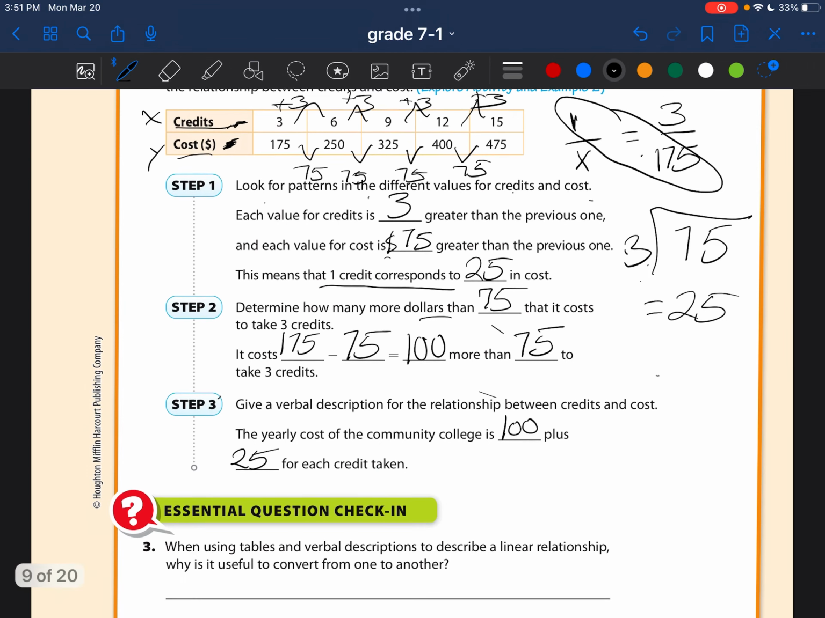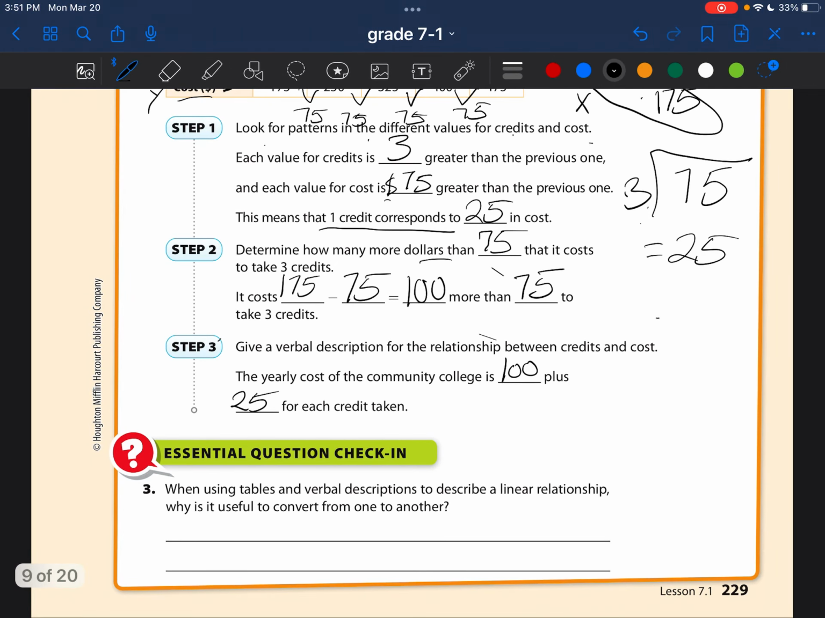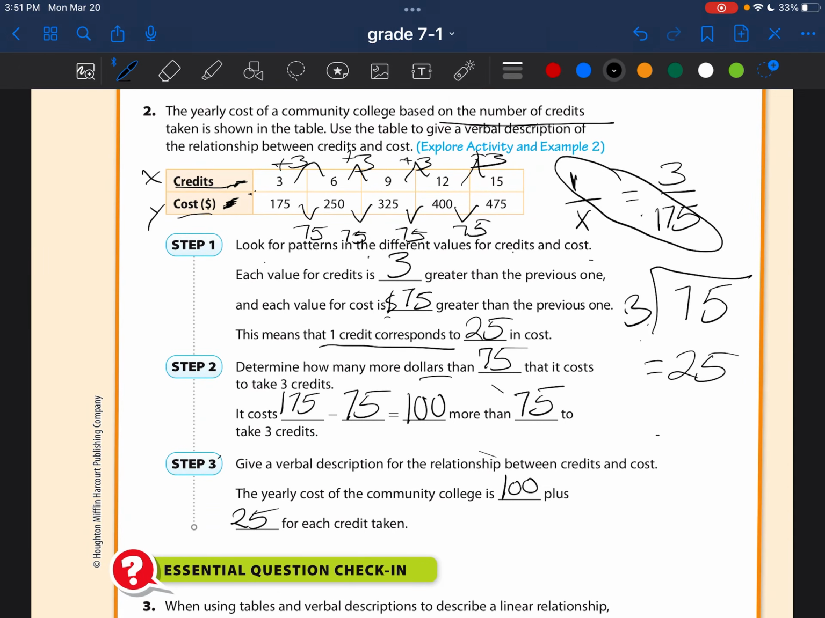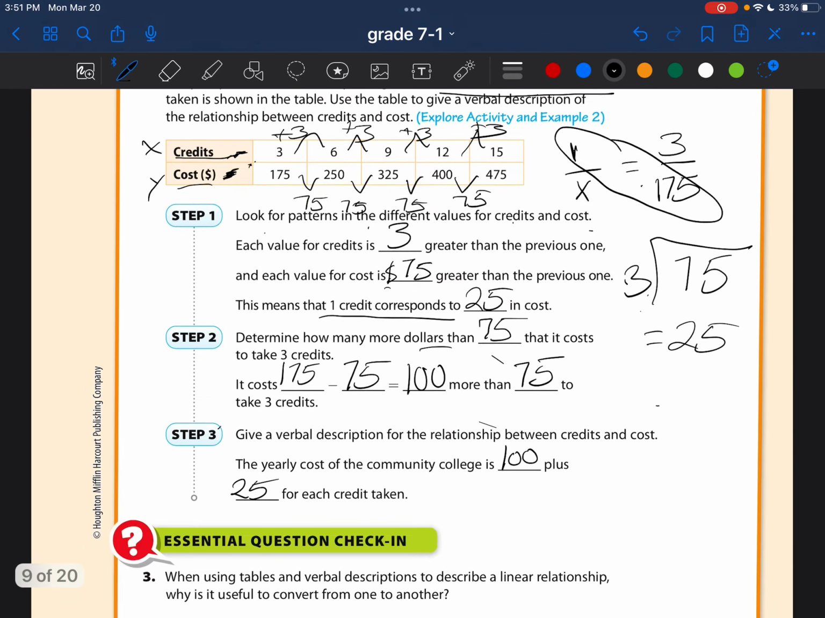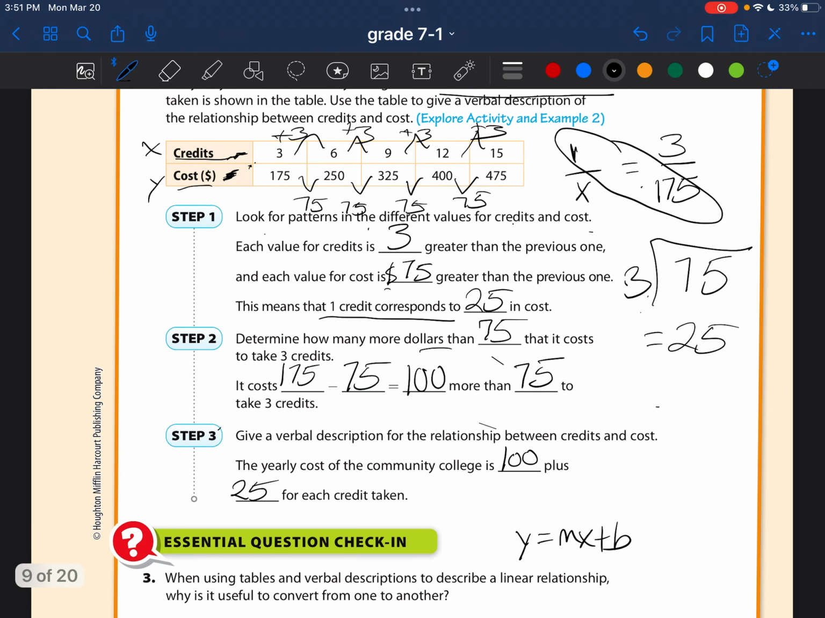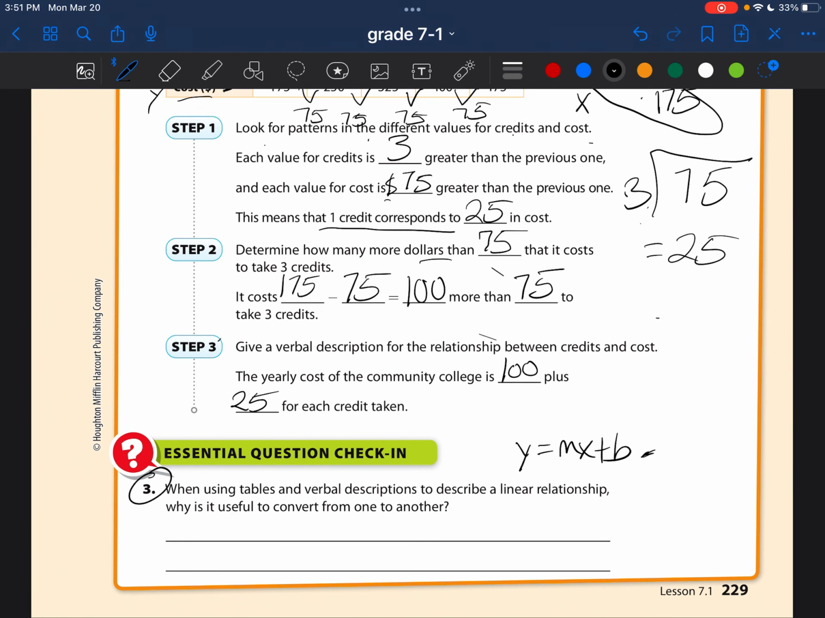Like I said, step 3, all it's asking is what's the relationship between the two here. All right, when using tables and verbal descriptions to describe a linear relationship, why is it useful to convert from one to another? Why should you be able to do it with a table and also in y equals mx plus b form? Why is it important to be able to do it this way and this way? That's what that's asking. You're going to go ahead and answer number 3.